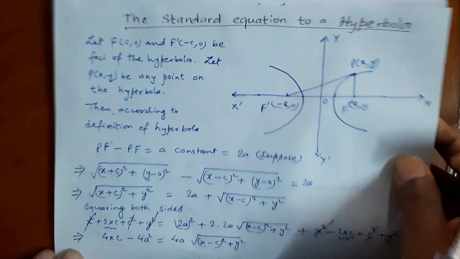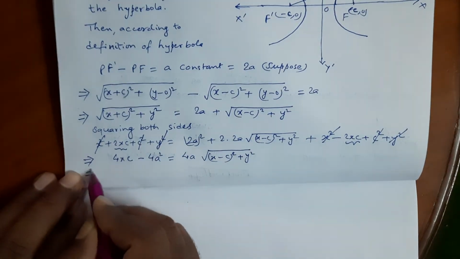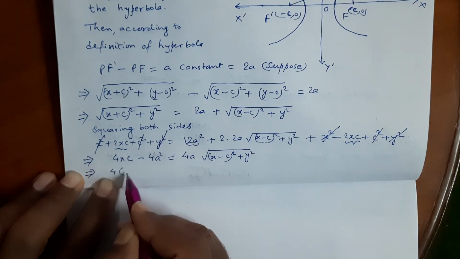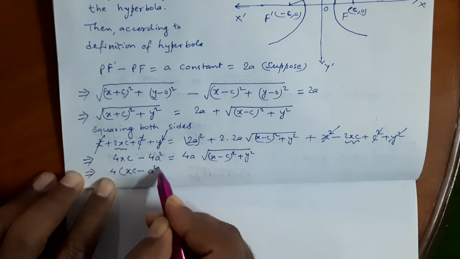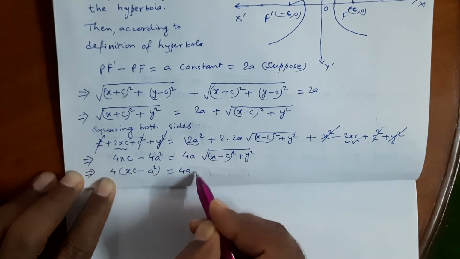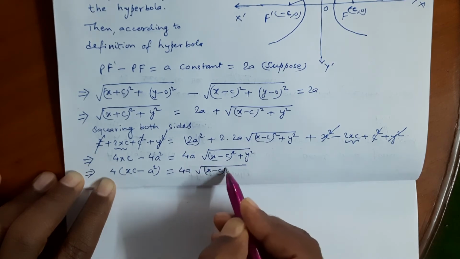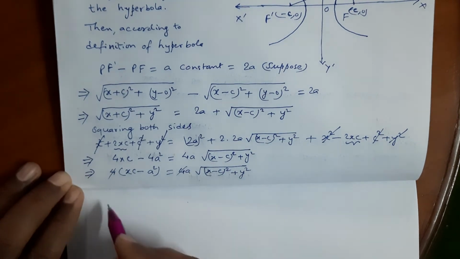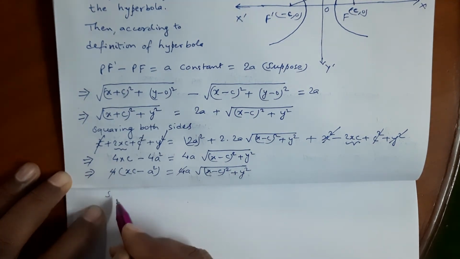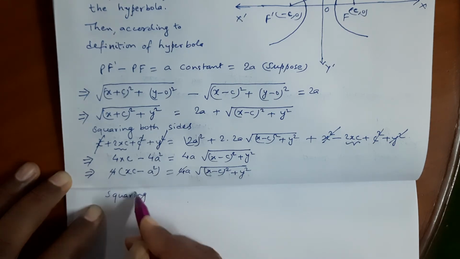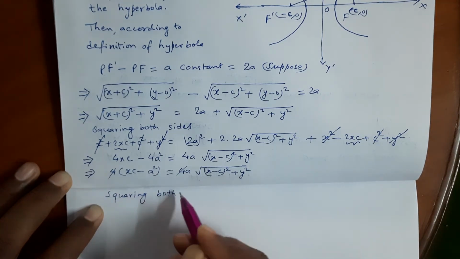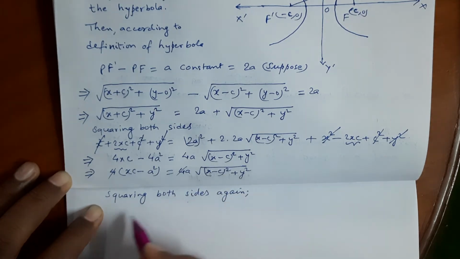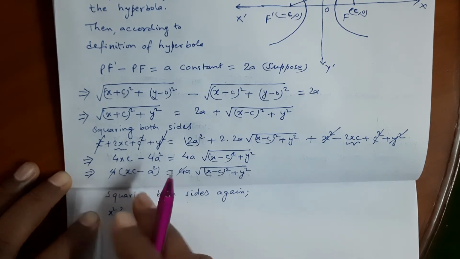And now this implies from this 4 is common. So we have xc minus a square equals 4a root over x minus c whole square plus y whole square. Now 4 and 4 can be cancelled on both sides. And squaring both sides again, it becomes x square c square minus 2a square xc, using the a minus b whole square formula.